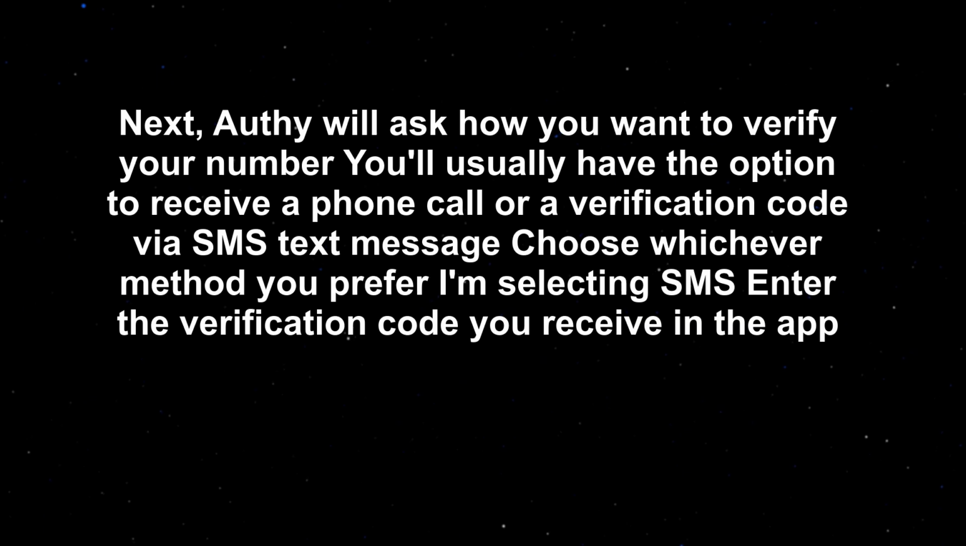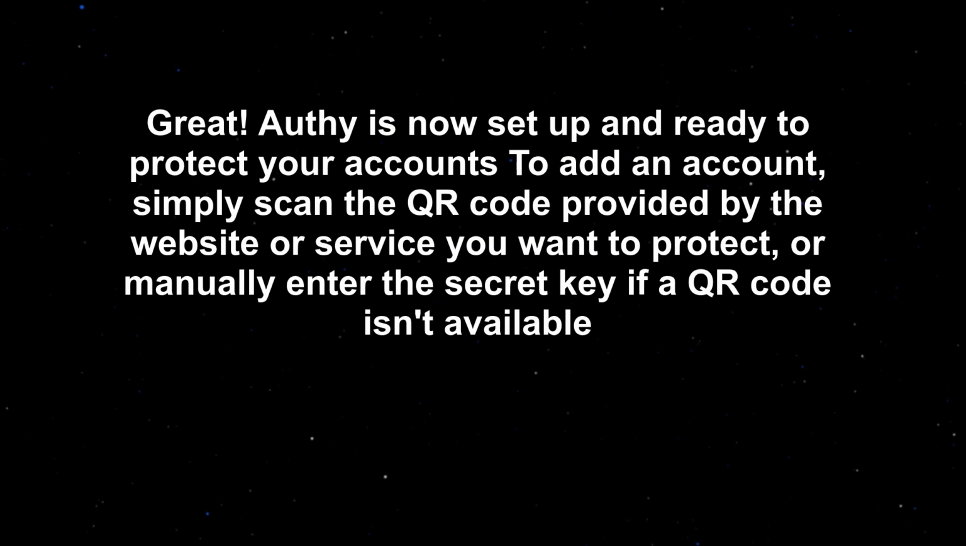Next, Authy will ask how you want to verify your number. You'll usually have the option to receive a phone call or a verification code via SMS text message. Choose whichever method you prefer. I'm selecting SMS. Enter the verification code you receive in the app. Great! Authy is now set up and ready to protect your accounts.